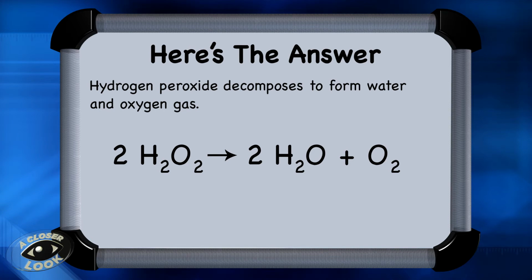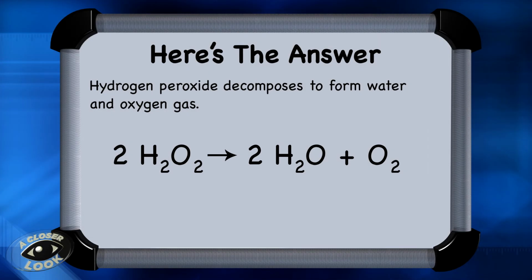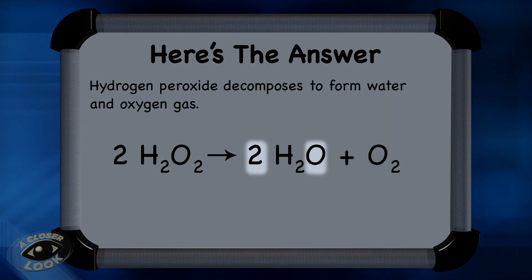For the hydrogen on the product side, put a 2 in front of water, and that 2 gets multiplied by the subscript 2 for the hydrogen in the water, so that will give us 4 hydrogen. The 2 oxygen from the 2 water molecules added to the 2 oxygen atoms from the 1 oxygen molecule add up to be 4 oxygen total.